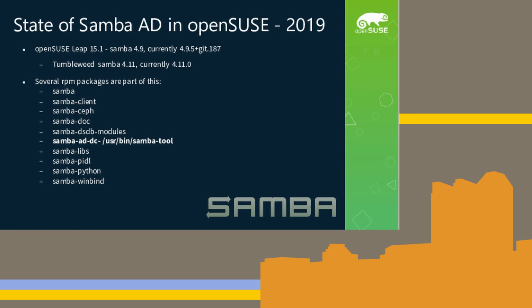we introduced for the first time in openSUSE Leap 15 packages that had the Samba tool. So right now in Leap 15, which is the one that correlates to SLES, you have Samba 4.9, it's 4.9.5 something, still in a maintained branch. 4.11 is in Tumbleweed. Tumbleweed's the rolling release. And most people don't run rolling releases on servers.